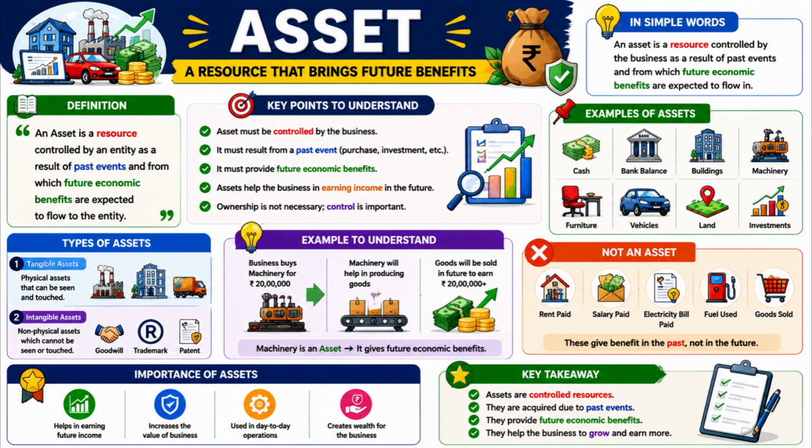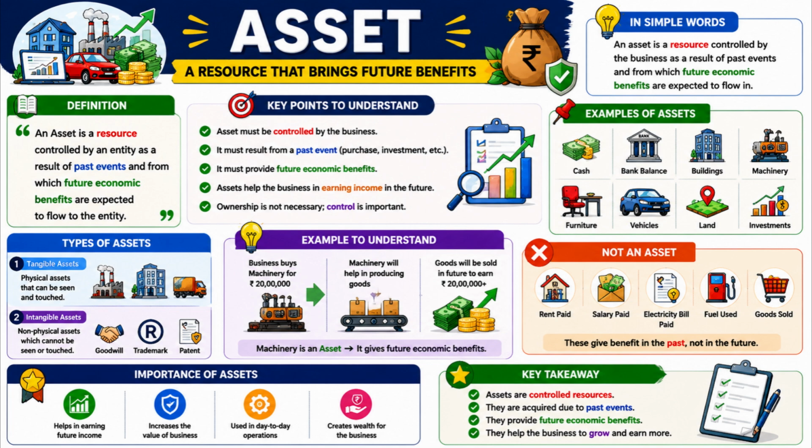An asset is a resource controlled by an entity as a result of past events and from which future economic benefits are expected to flow to the entity. In simple words, an asset is anything that is controlled by the business and will provide future benefits. Examples: cash, machinery, buildings, furniture, vehicles, computers. The important point is not ownership alone. Even if a business controls an asset through a lease agreement, it may still be recognized as an asset.